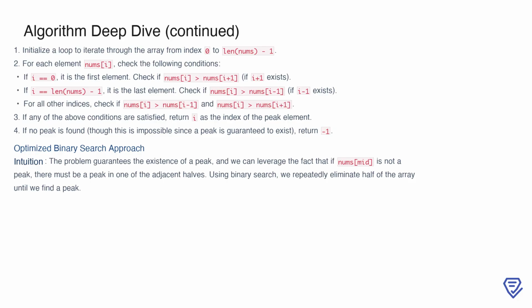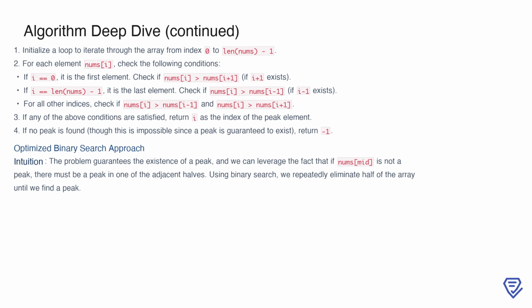If i is 0, meaning it's the first element, check if it's greater than its neighbor nums[i+1], if that neighbor exists. Similarly, if i is the last index, check if it's greater than its left neighbor nums[i-1], if that exists. For all other indices, check if nums[i] is greater than both its left neighbor nums[i-1] and its right neighbor nums[i+1]. If any of these conditions are satisfied, you return the index i as the peak.